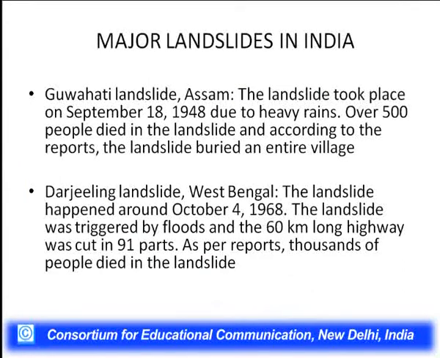Now I would like to review major landslides in our country and see the impact, particularly the loss of life. The Guwahati landslides in Assam took place in September 1948 due to heavy rains. Over 500 people died, and according to reports, the landslide buried the entire village. The Darjeeling landslide in West Bengal happened around October 4, 1968. The landslide was triggered by floods and the 60 kilometer long highway was cut in 91 parts. As per reports, thousands of people died in the landslides.